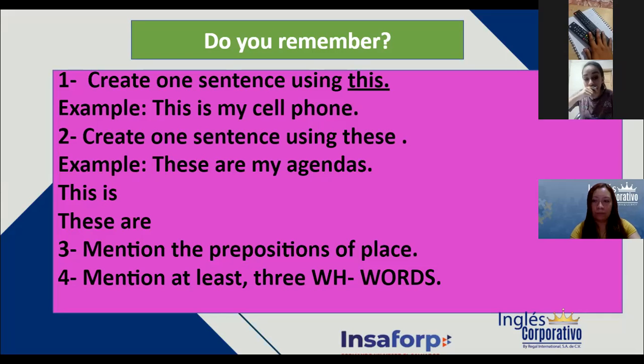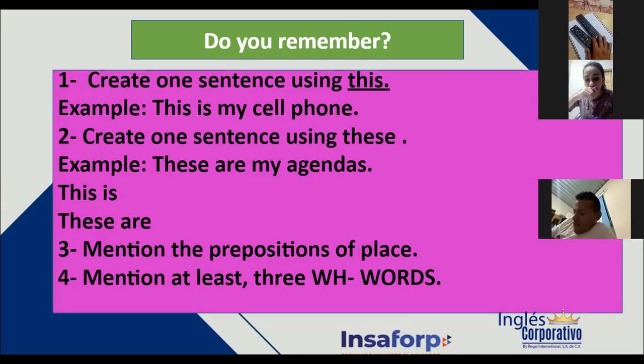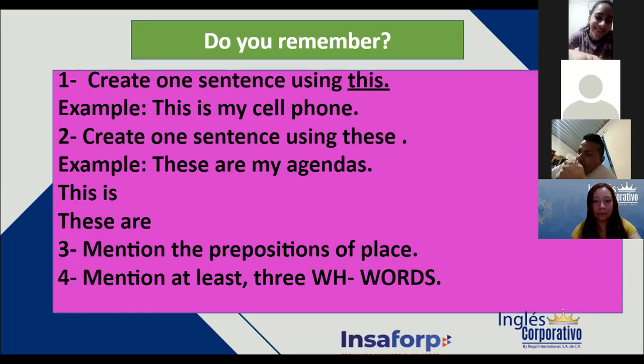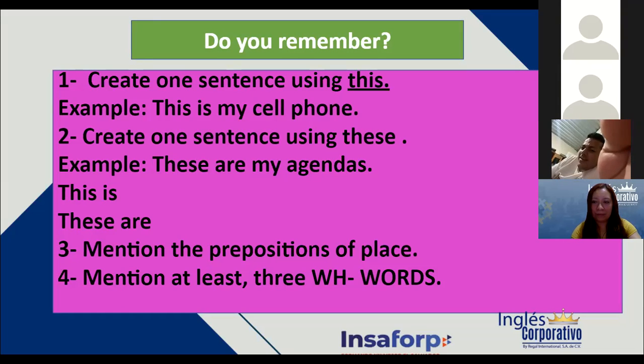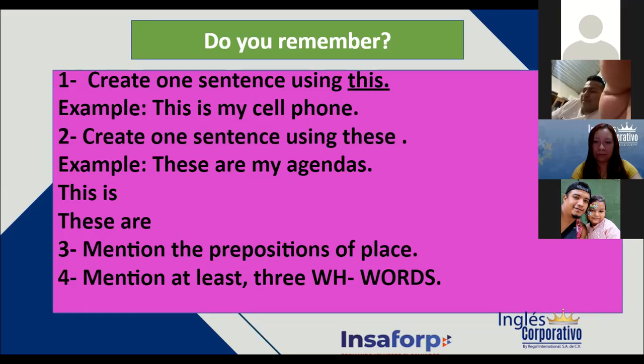Ronald, is that you? These are my remote. Remotes. Very good. These are my remotes, correct. Hilda? These are my pen and my notebook. Very good, Hilda. Luis Antonio. These are my shoes. Correct. And Jason? These are my notebook, pen, and I also have a cell phone. And my cell phone. Very good, Jason.